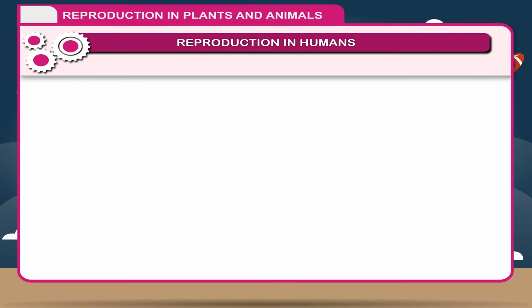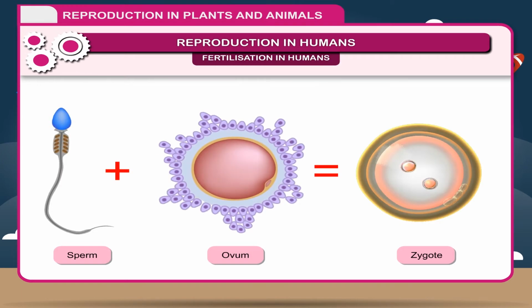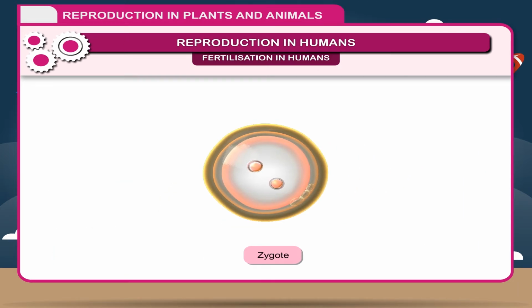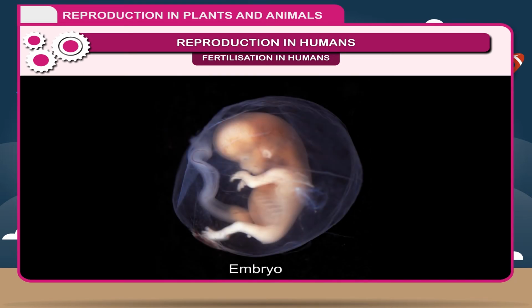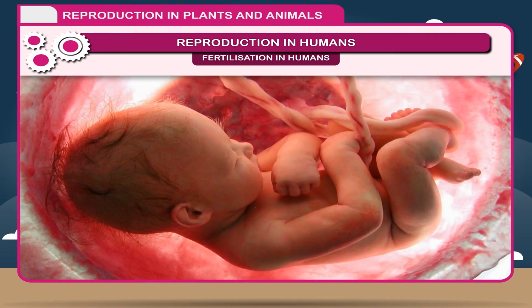Fertilization in humans. When a sperm fuses with the ovum in the female body, fertilization takes place. After fusion, a zygote is formed, which enlarges, and after many changes and development, an embryo is formed. The development of the embryo takes place in the uterus. It gets nutrition from the mother's body through the placenta. This embryo develops in the uterus of the mother for 9 months and a baby is developed. When the baby is fully developed, the uterus wall contracts, pushing the baby out through the vagina.